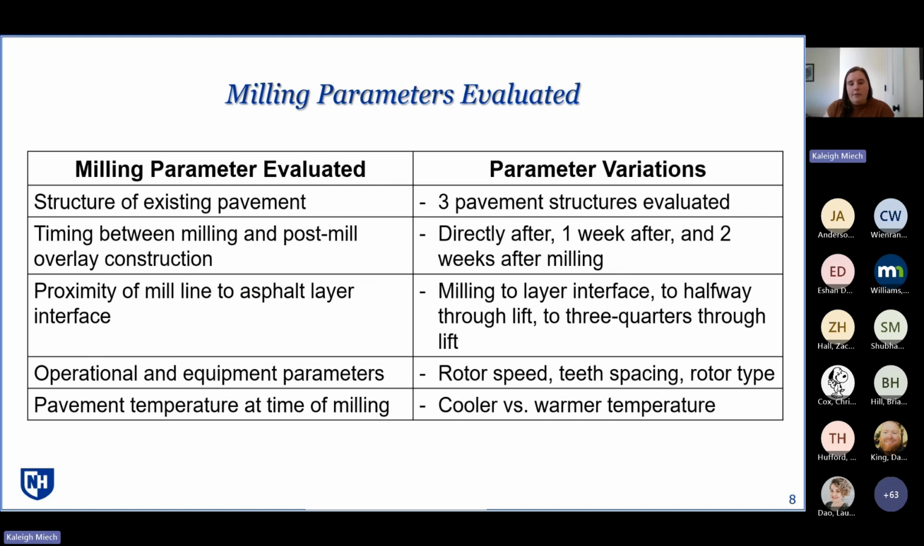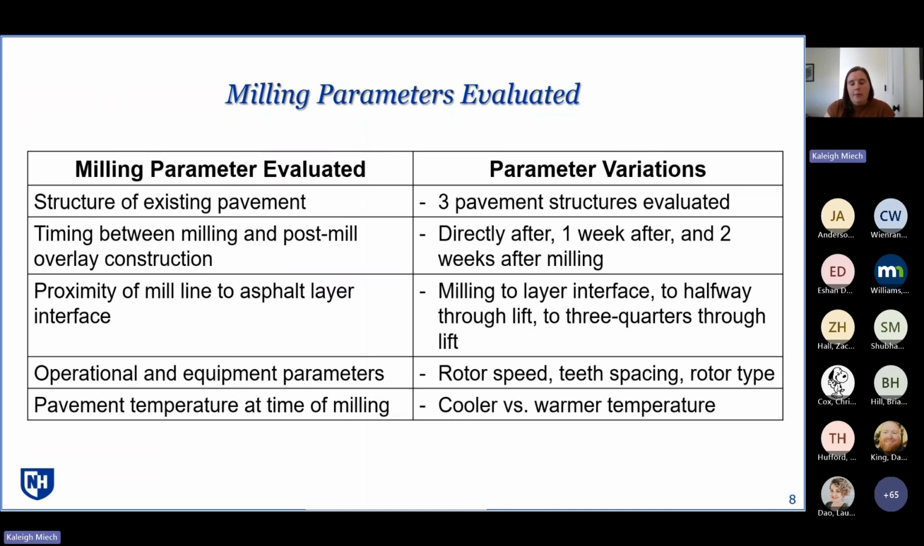So we evaluated 5 different milling parameters in this study. The first one was the structure of the existing pavement. So to evaluate this parameter, we collected pre and post milling cores from 3 different pavement structures at the MnROAD facility. The second parameter is the timing between milling and post-mill overlay construction. So we collected pre-milling cores, milled the surface, and then collected post-milling cores directly after milling, 1 week after milling, and 2 weeks after milling.